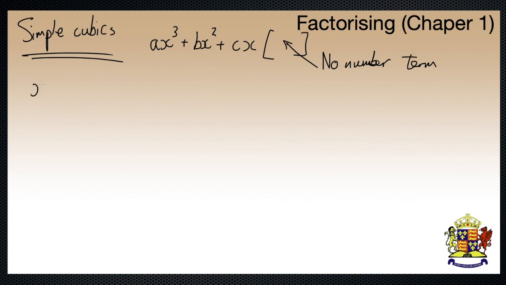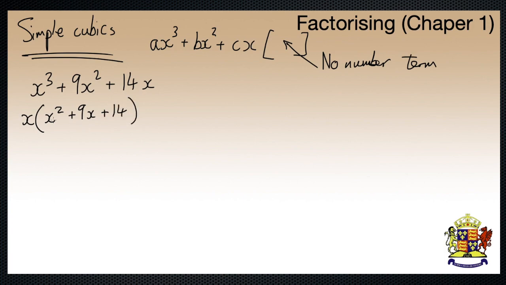So here's one for you. We have x cubed plus 9x squared plus 14x. Now, it's a cubic, yes, but crucially, it's got an x in each term. So we're going to factorise an x out to start with. Now, when I factorise out that x, notice what happens. I have a quadratic. Now, this quadratic I can factorise. Two numbers which add to 9 times to make 14. Well, that's going to be 7 and 2.